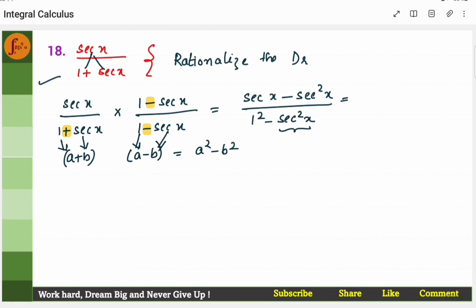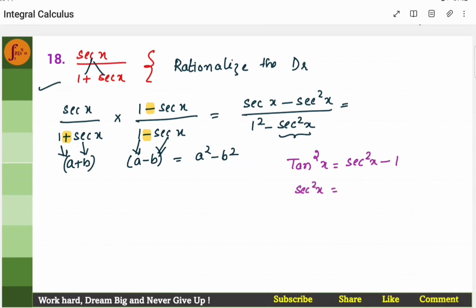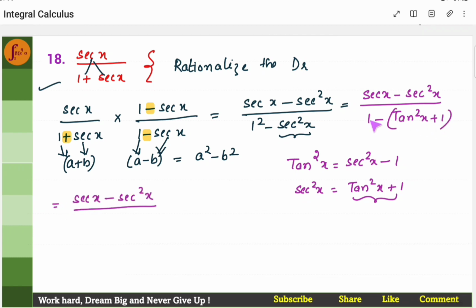So what is secant square x? So here we'll have to remember that important formula. Tan square x is secant square x minus 1, which is nothing but secant square x is equal to tan square x plus 1. Now, instead of secant square x, I'll substitute. So I'll get secant x minus secant square x by 1 minus, instead of secant square x, I'll put tan square x plus 1. This is nothing but 1 minus tan square x minus 1. 1 and 1 will get cancelled. I'll be left with minus tan square x.